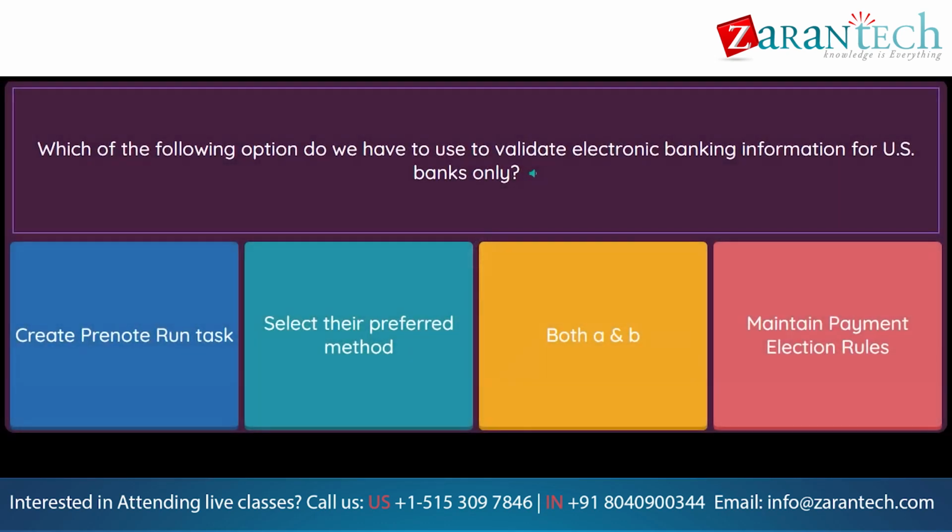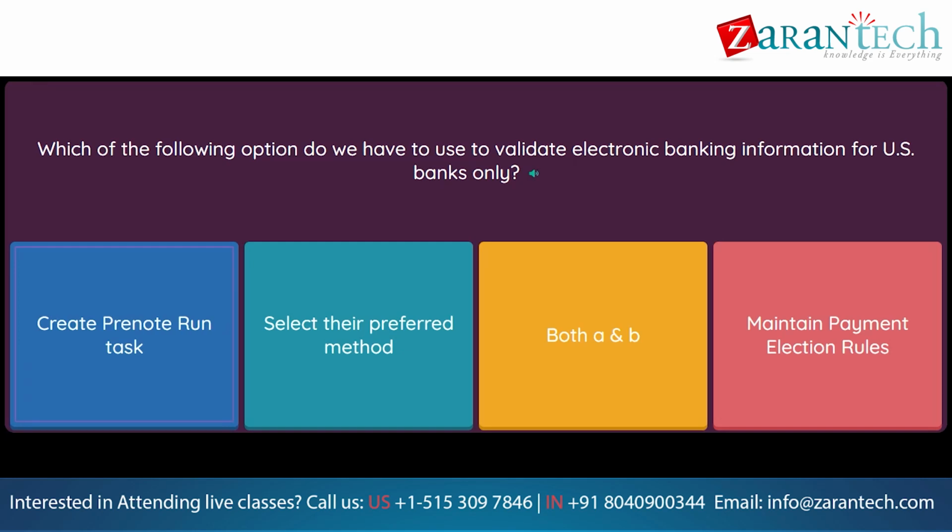Question: which of the following options do we have to use to validate electronic banking information for U.S. banks only? Option 1: create pre-note run task. Option 2: select their preferred method. Option 3: both A and B. Option 4: maintain payment election rules.